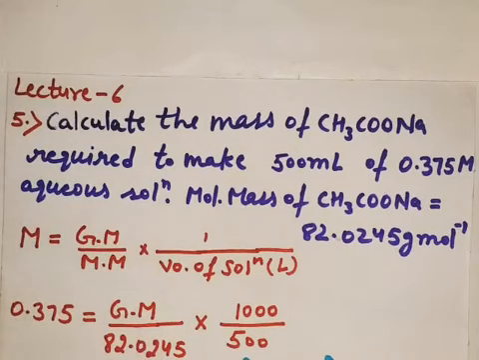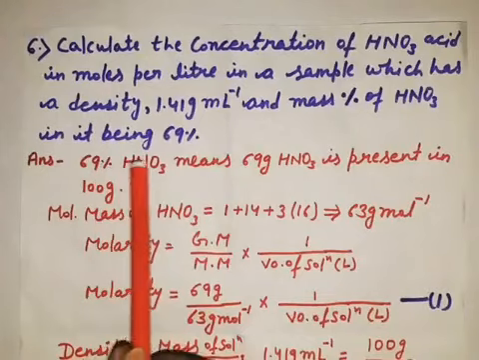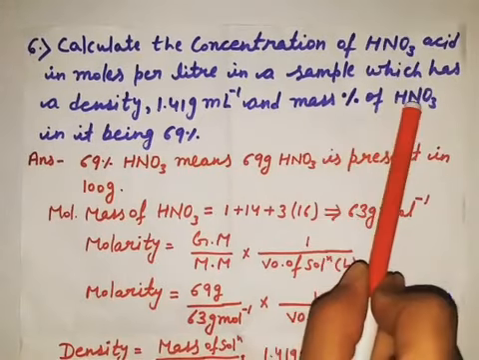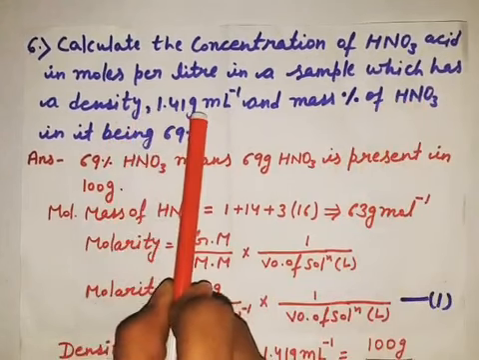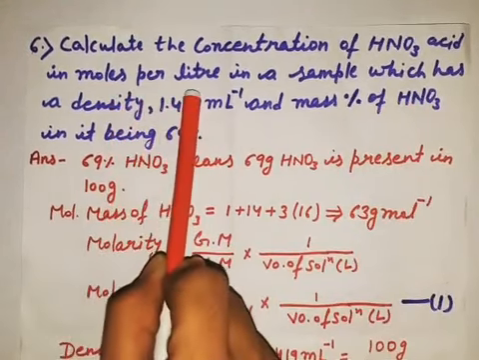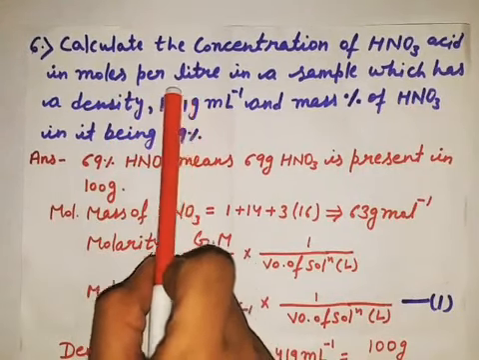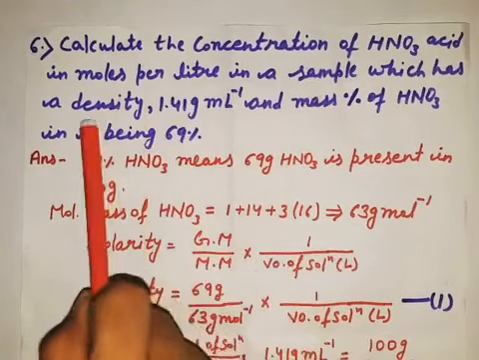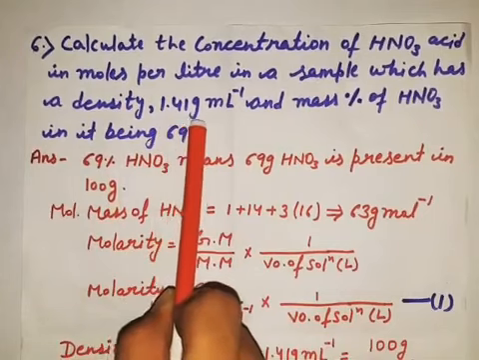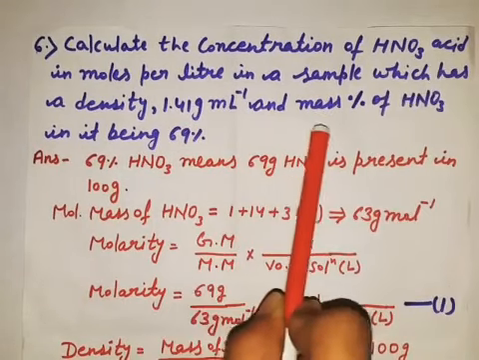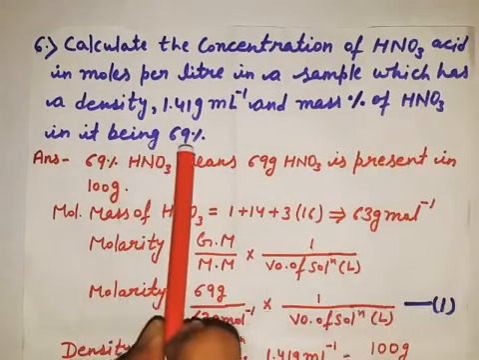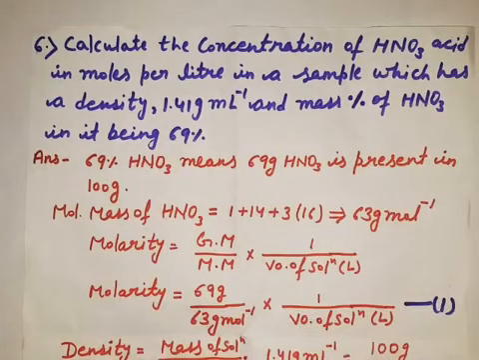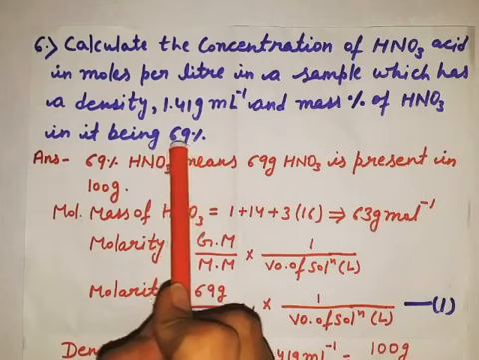Now we will do question number 6. Calculate the concentration of HNO3 acid in moles per liter. Now moles per liter is the unit of molarity, so that means we have to calculate molarity in this question, which has a density 1.41 gram per ml and mass percent of HNO3 in it being 69%. Density is given and mass percentage of nitric acid is also given, which is 69%.